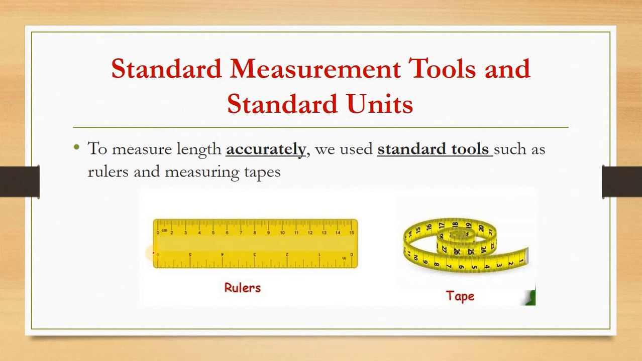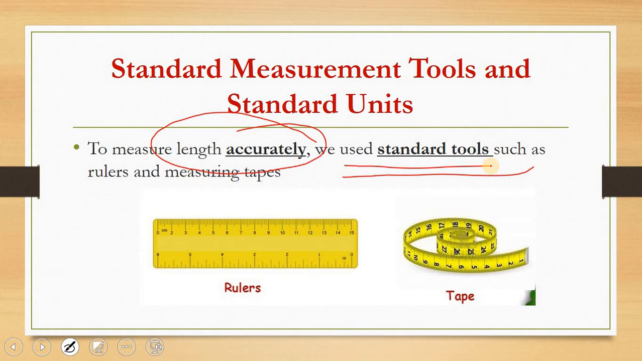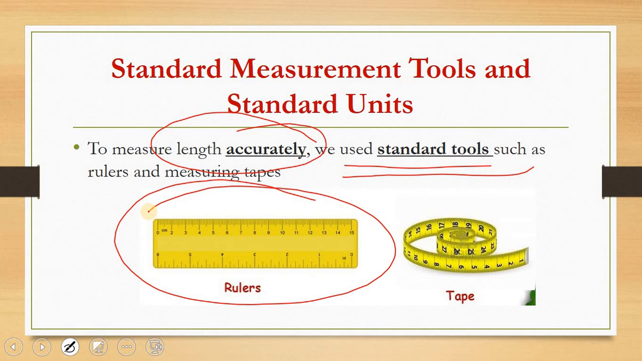Jadi tadi kan kita ada belajar guna tangan, guna kaki. So benda tu hanya anggaran, like 5 kaki ataupun 5 tangan gitu. Okay, jadi benda tu tidak accurate, benda tu tidak 100% kita pasti betulkah kita sukat benda tu. So to measure length accurately supaya kita tahu yang sukatan kita ni memang tepat, okay, so we use standard tools. So kita gunakan benda yang standard macam ni yang ada piawai. Okay, for example, rulers and measuring tape.